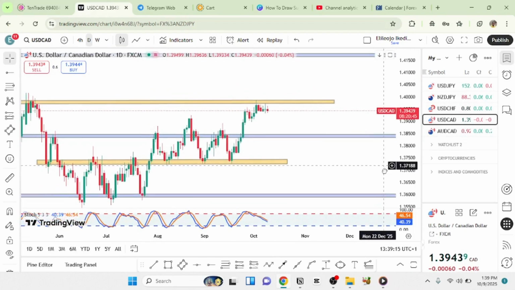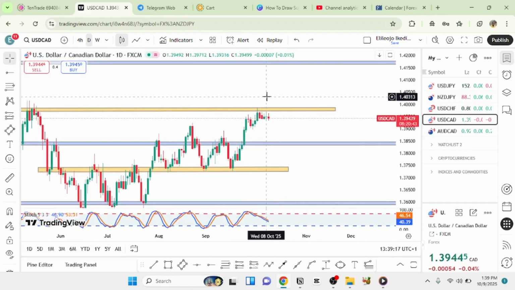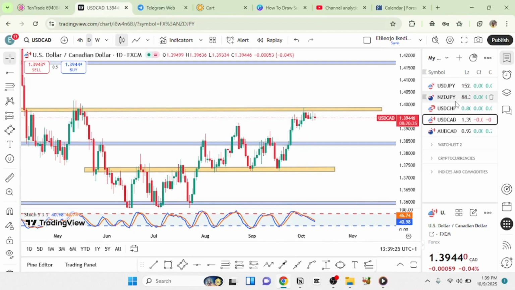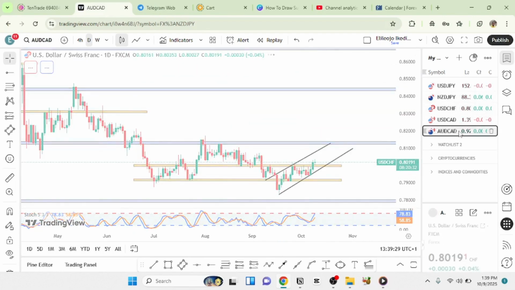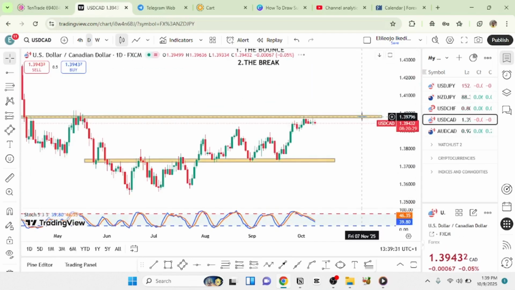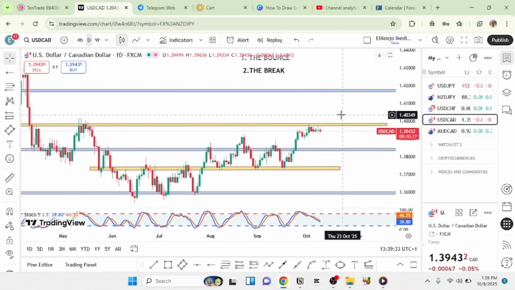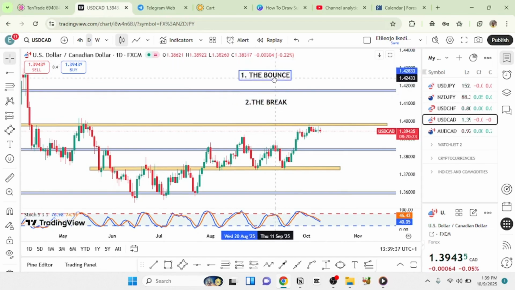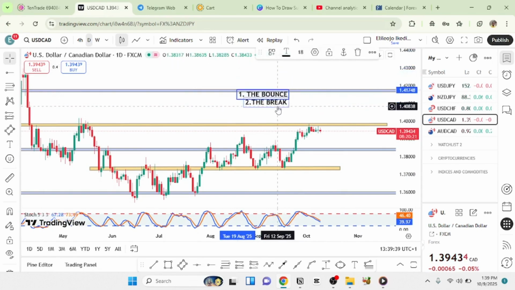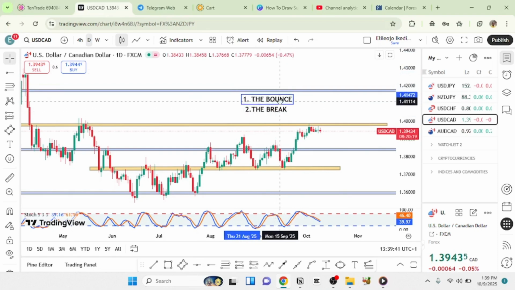The second way is the break. Wait, where did it go? I wrote it now. Where did it go? The second is the break. Let me bring this down a little bit before we continue.